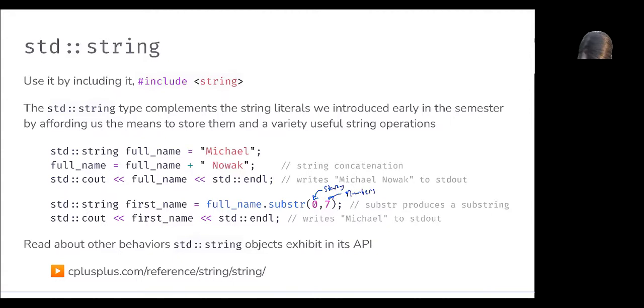Number of, sorry, I can't write this morning, of characters to extract. Now extract 7, and that will pull out my first name from my full name. And it will use that to initialize first name. Now, if I wanted to write my first name to standard output, we can go ahead and verify here that Michael is indeed written to std out.